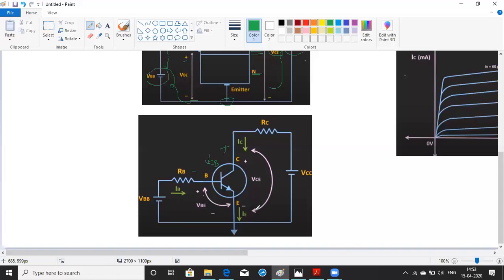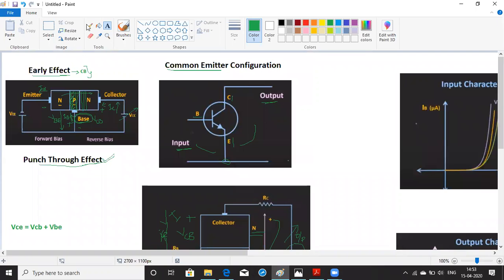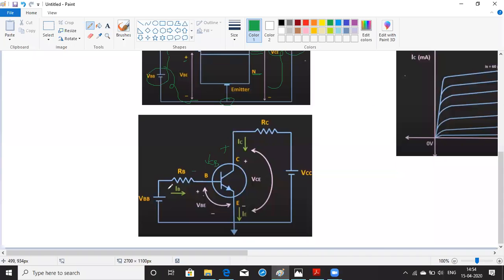But in this case, in the common base, what is the input? In the common base configuration, the input is the emitter current and the output is the collector current. Whereas in the common emitter, the base current is the input current. Please don't get confused. Base current is the input current and the output current is the collector current.